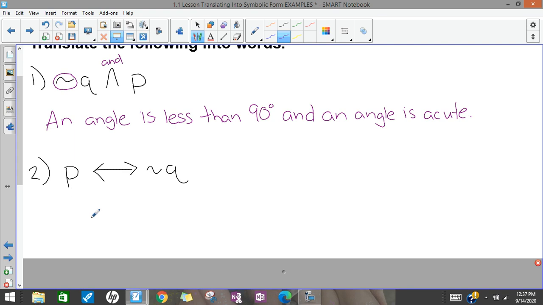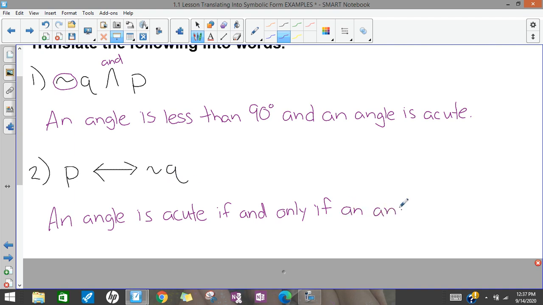So again, P was an angle is acute. That double arrow means if and only if. And then we have not Q again, so Q was an angle isn't less than 90, not Q is an angle is less than 90, 90 degrees, I should say.